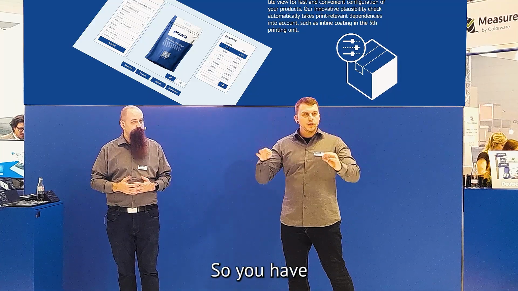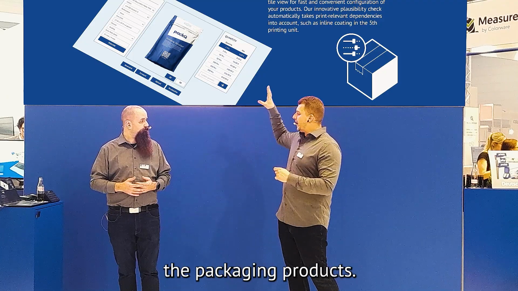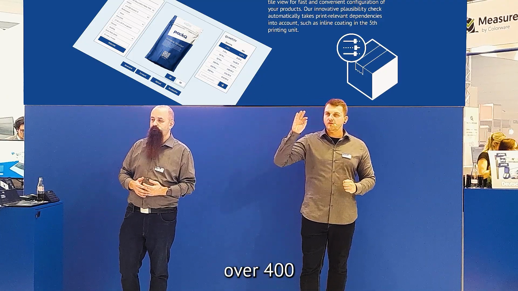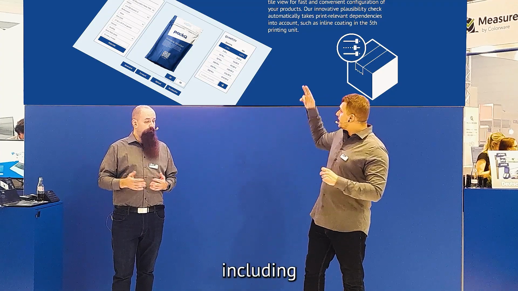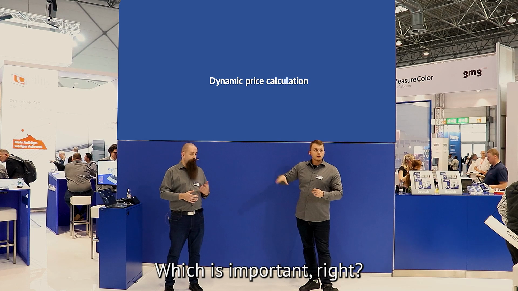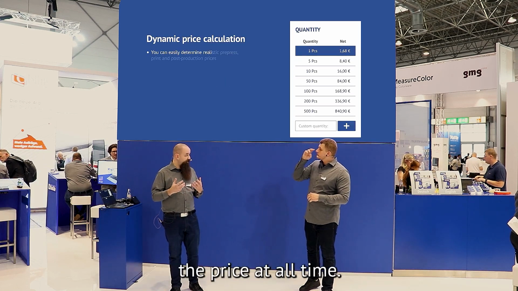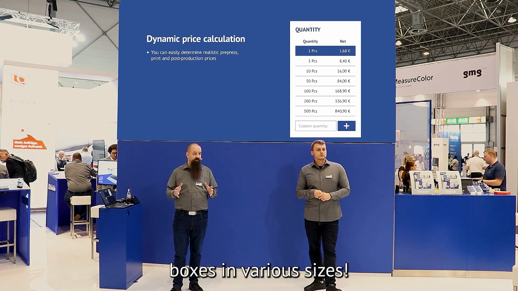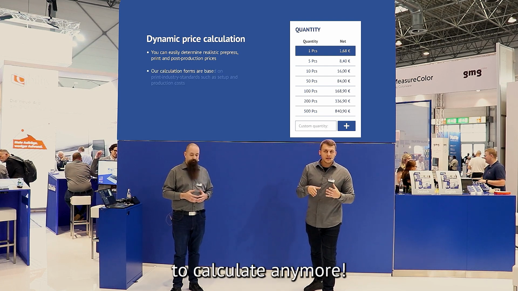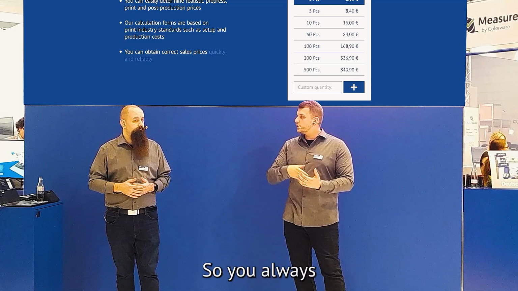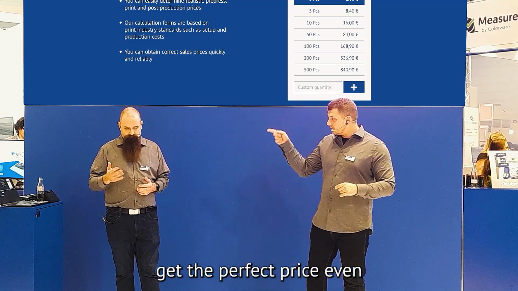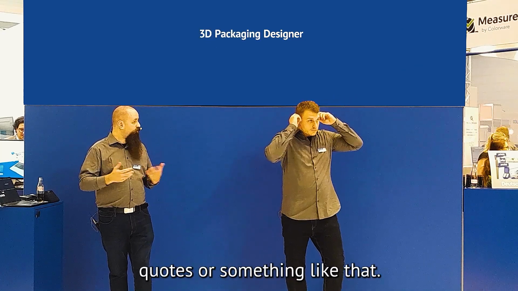Perfect point. So you have easy configurations to set up the packaging products. Exactly. Because we include over 400 parametric die cut lines, which you can provide to your customers, including a dynamic price calculation. Which is important, right? Because we would like to display the price at all times, and we are talking about boxes in various sizes. So there is no need to calculate anymore, because the dynamic price calculation is based on business standards in packaging. So you always get the perfect price, even if the customer changes the die cut easily. It will be directly displayed, no need to write quotes or something like this.